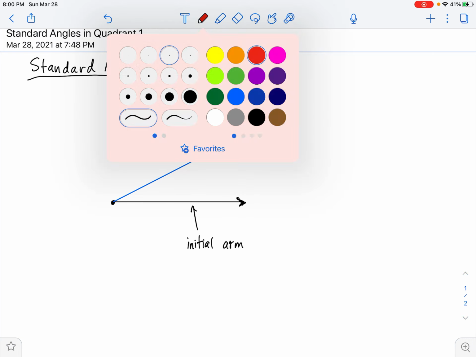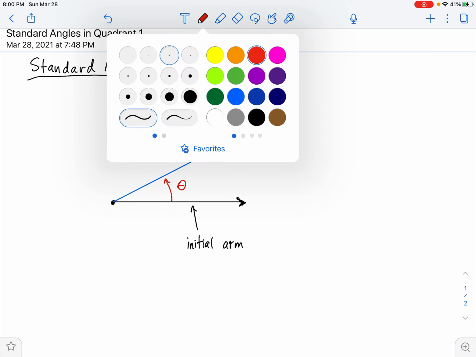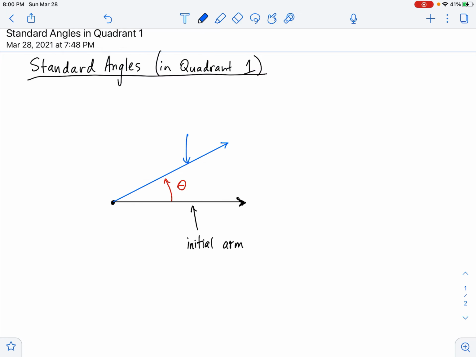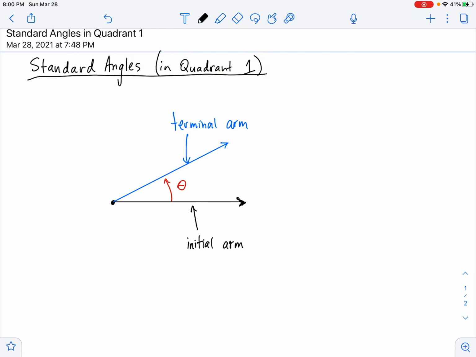And so that opening up right there, as the blue one swung open, that forms an angle, and that angle we typically call theta. But the blue one is what's referred to as the terminal arm. And so an angle is formed between an initial arm and a terminal arm, and those two rays share a common vertex. Okay, so just some basic fundamental terminology there.